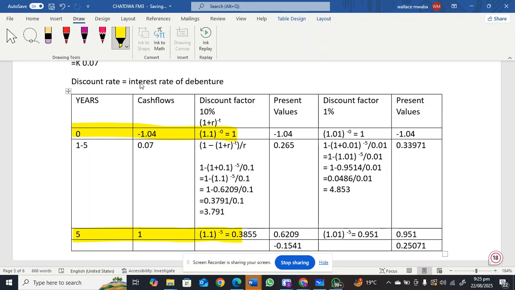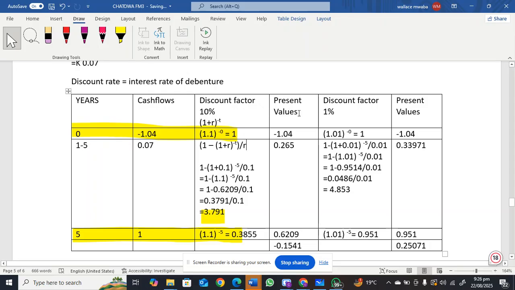So here now, discount factors for year 0, 1.1 to the power negative 0 equals 1. For our interest payments, when we substitute into this formula here, we get 3.791. For year 5, 1.1 to the power negative 5, 0.3855. Okay, these are your discount factors.